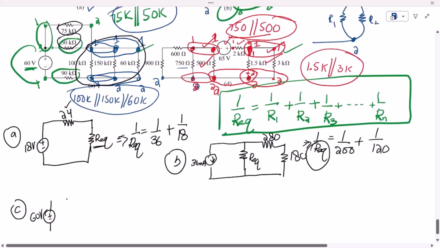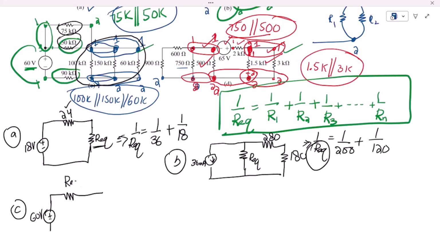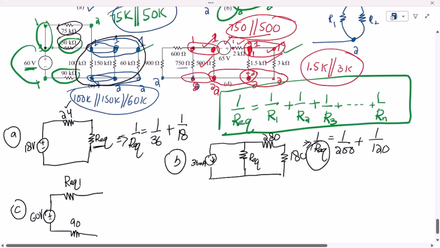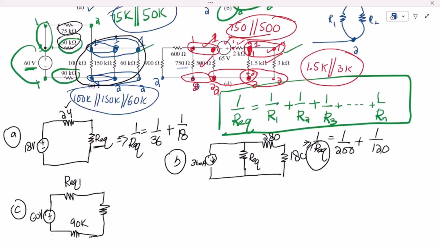The other two resistors, which are in parallel here, are R equivalent 1. Okay, this is R equivalent 1. The other resistor is 90 kilo, which is connected here. And the three resistors which are basically in parallel with each other are also here. So it will be like this, and it is R equivalent 2.